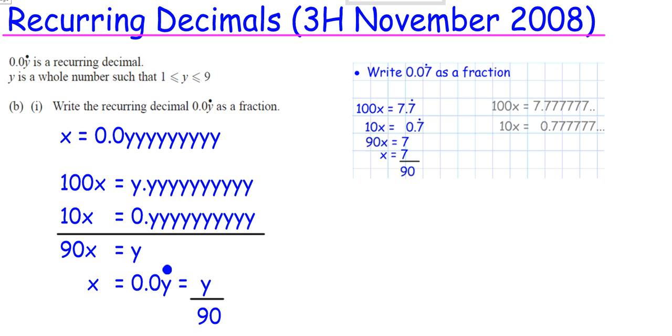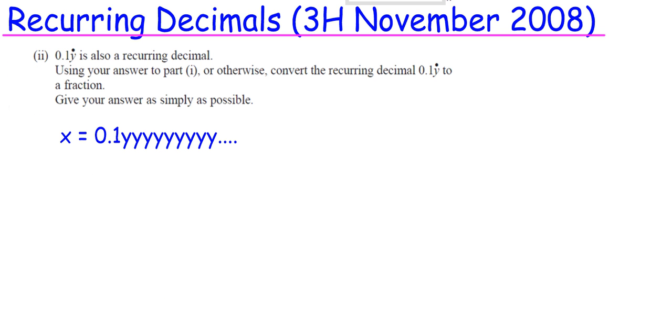Okay, so let's have a look at part B. Part B is very similar. We've just got one extra layer now. So we have 0.1y recurring, which is also a recurring decimal. So we're going to have a look at part 1 and see how we would convert this as simply as possible. So x is equal to 0.1y recurring.